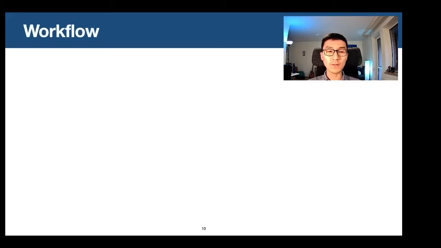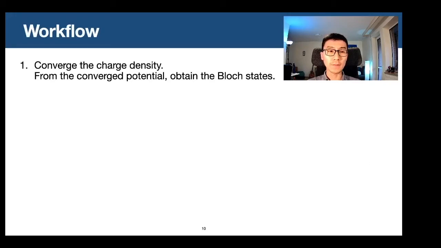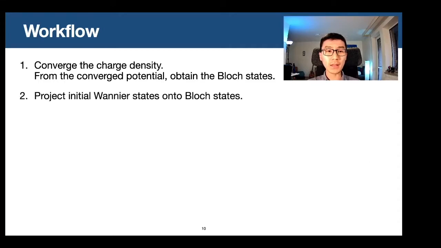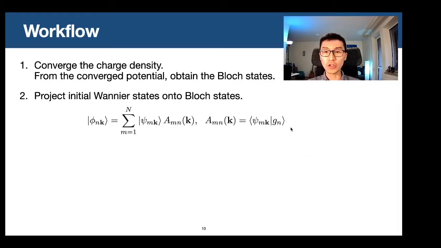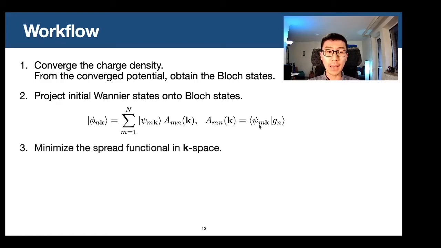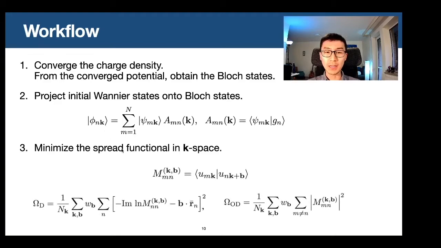So this is the workflow that we follow in general. The first thing that we have to do is converge the charge density with DFT codes like FLEUR, and then from this converged potential, we obtain Bloch states. And then we project the Wannier states onto Bloch states by the following equation. This g_n is the initial guess of the Wannier function, and we project this onto Bloch states. And the third step is, well, we have these Bloch-like states whose number is N, and then we find the N by N matrix U that minimizes the spread.